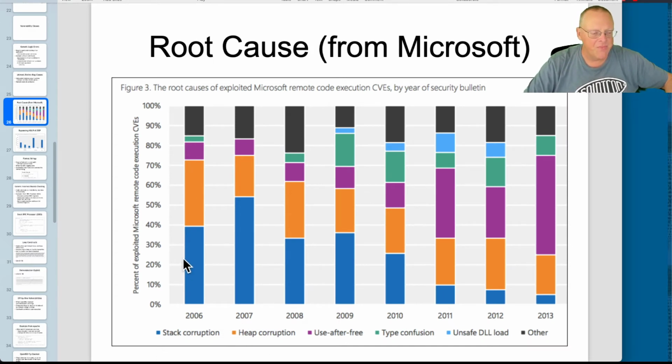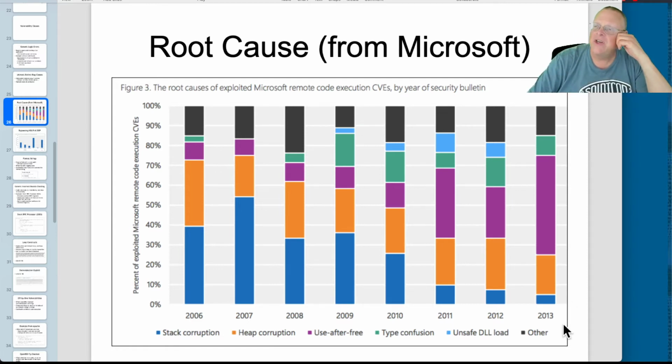Stack corruption is the blue ones here. You see, that was pretty hot, and it began to go down around 2010, around Windows Vista, when Microsoft put on these strong defenses like ASLR and DEP. And after that, it's become quite rare. What has gotten really big is heap corruption, which stays pretty big, and use after free rose quite a lot, up through 2013 when Microsoft published this information.